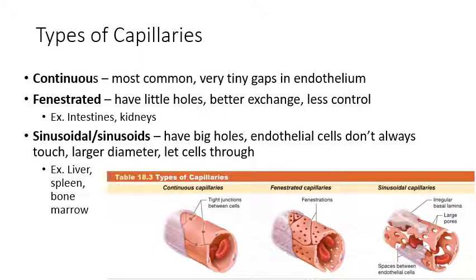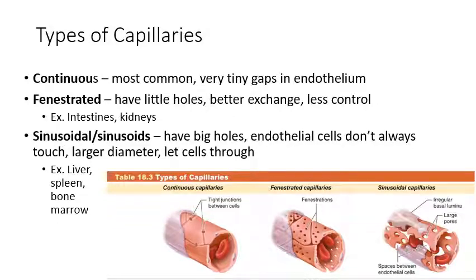Then you have, in certain locations, fenestrated capillaries. Fenestrated means windowed. The word fenestra just means a window. So fenestrated capillaries have these little windows, which are basically little holes in the endothelial cells. They also have bigger gaps between the endothelial cells with fewer tight junctions. So that means that it's easier for things to cross in and out of a fenestrated capillary, but it also means that as a trade-off, the capillary walls do not have as much control over how things are crossing. So less stuff crossing means better control. More stuff crossing means not as good control.